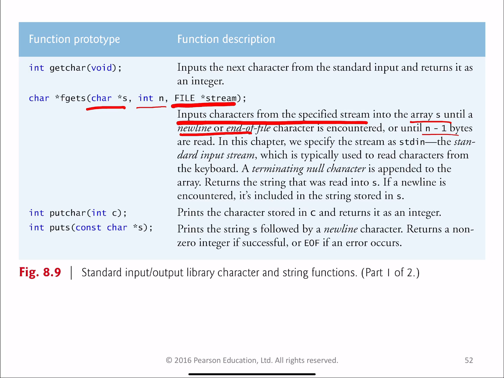Then we have the putCharacter function. This one's straightforward. You give it a character as an argument, and that character gets printed out to screen. We also have the puts function that we've already been using for quite a while now, which prints out the string passed to it in the argument, followed by a new line character.